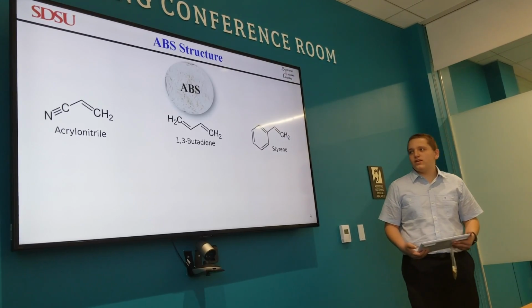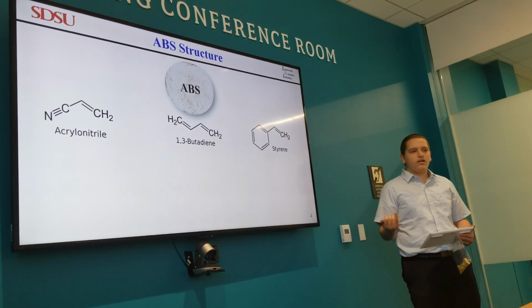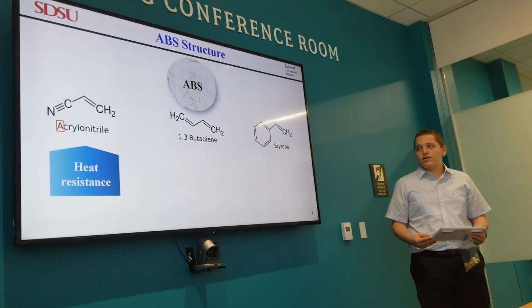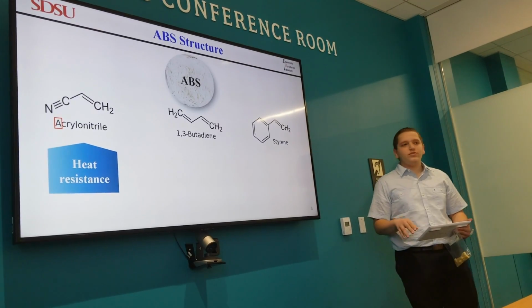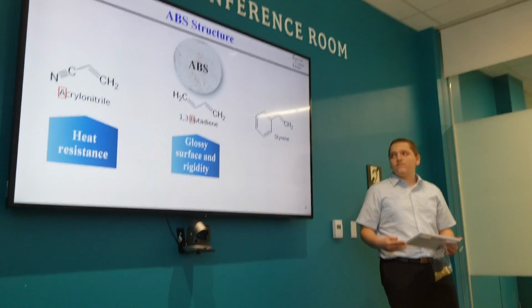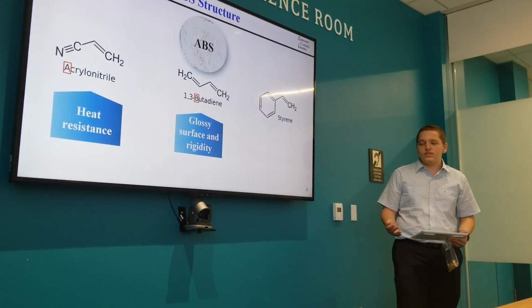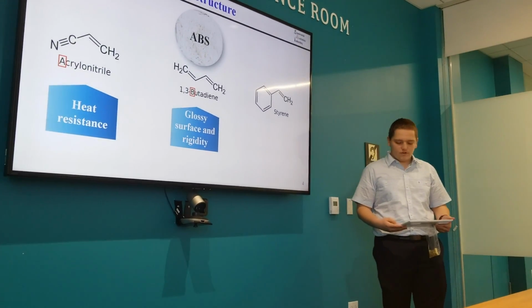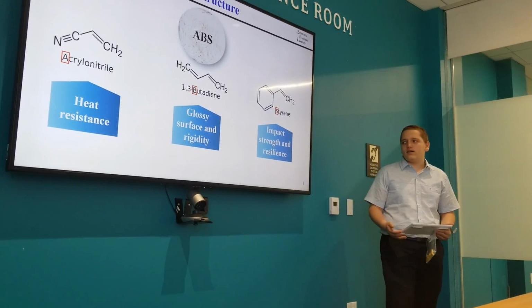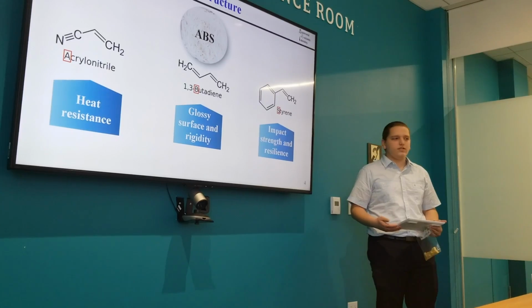So the structure of ABS mainly consists of three things: acrylonitrile, butadiene, and styrene. The acrylonitrile contributes heat resistance to the ABS plastic, while the butadiene gives ABS the trait of being glossy and having rigidity. The styrene gives impact strength and resilience to ABS plastic.